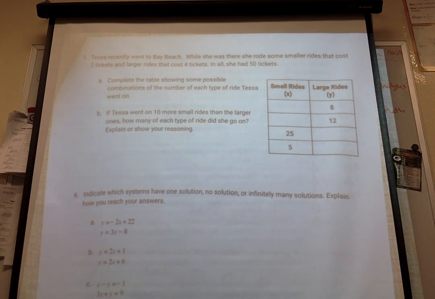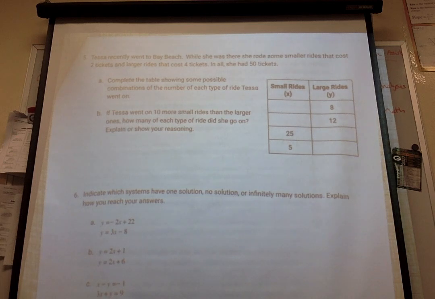So letter A says, complete the table showing some possible combinations of the number of each type of ride Tessa went on. And then B says, if Tessa went on 10 more small rides than the larger ones, how many of each type of ride did she go on? And explain your reasoning. All right, let's go through these.